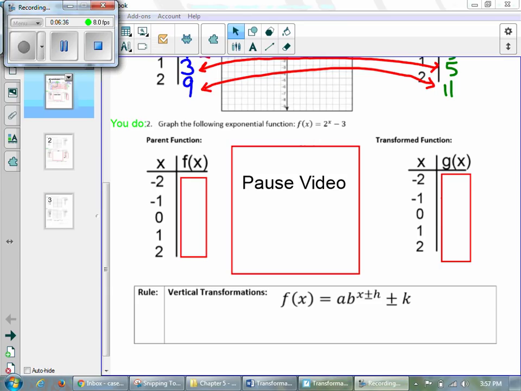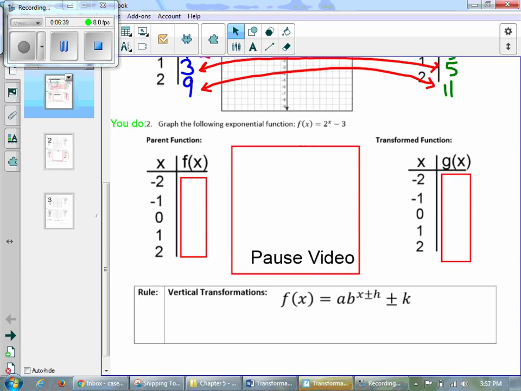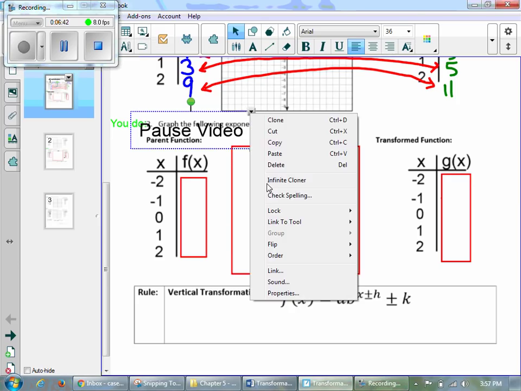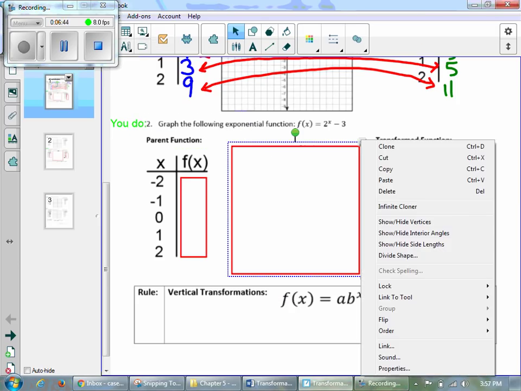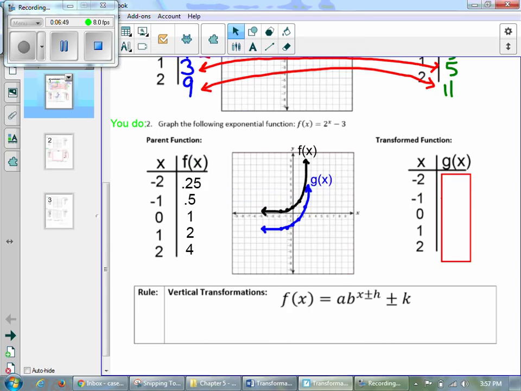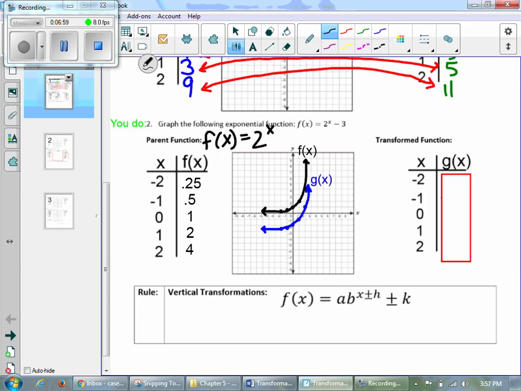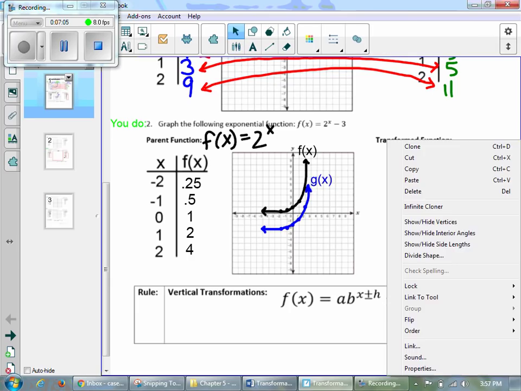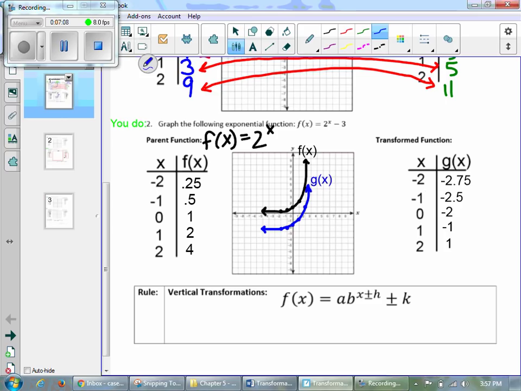Thank you for creating the graph and trying it on your own. This is what the solution should look like for your graph. Here's your table of values. And then I should add the parent function also. The parent function is f of x equals 2 to the x power. Remember, it doesn't include the number in the back. And your transformed function, which is in blue, is g of x equals 2 to the x minus 3.